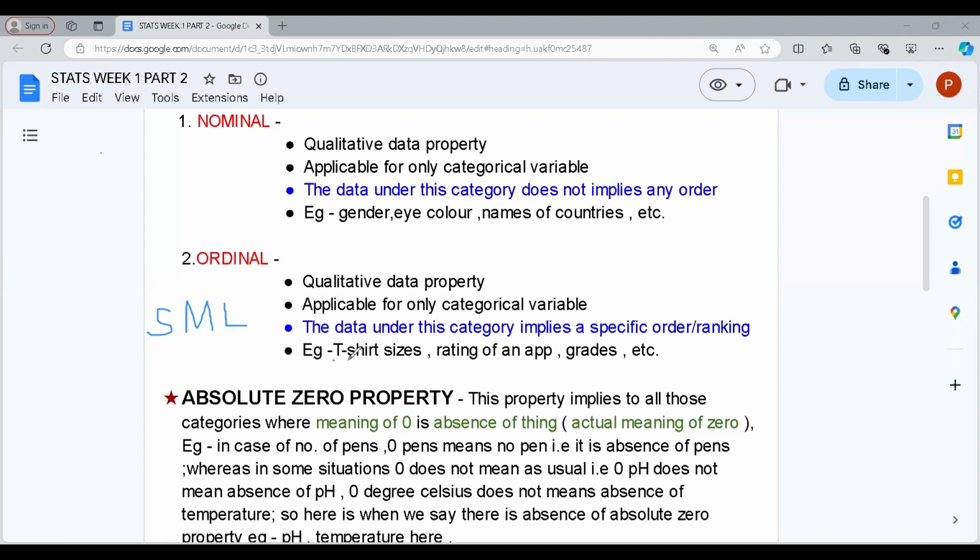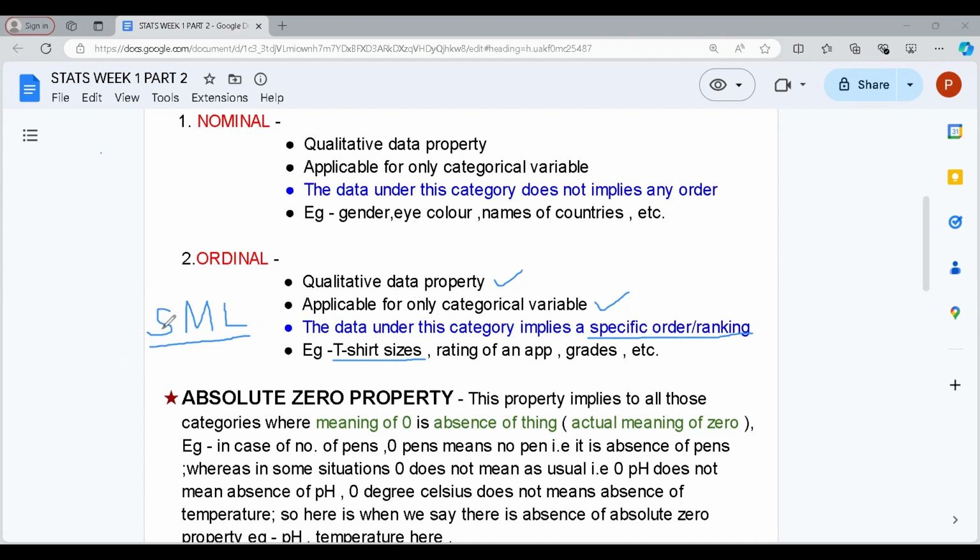So when I talk about t-shirt sizes, although it is also a qualitative property, it is a categorical variable because we can classify data into only two things. One is categorical, which basically contains alphabets, words, letters, etc. And the second one is numerical. So it is a collection of words, so it's a categorical variable. And the key thing to keep in mind, which makes the major difference between nominal and ordinal, is the ranking portion.